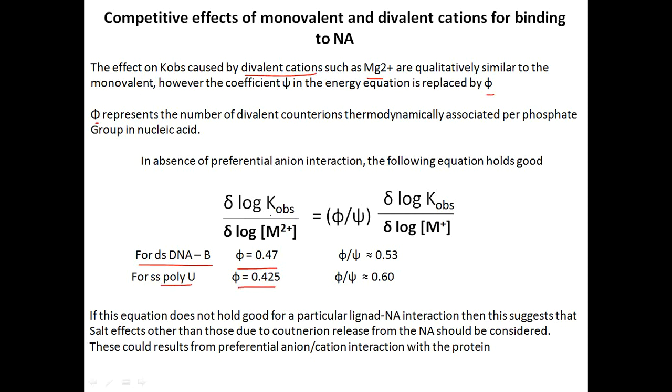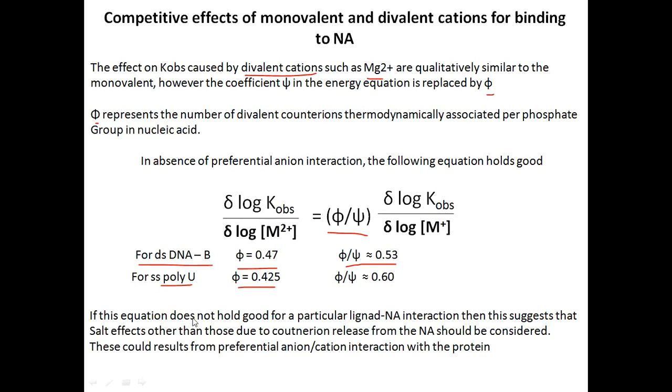And the ratio, that is the K absorb versus salt concentration, if you take the constant, is given as xi, that is phi by psi, which for a double stranded is around 0.53, and for single stranded it is around 0.6. So this equation does not hold good for a particular ligand nucleic acid interaction.